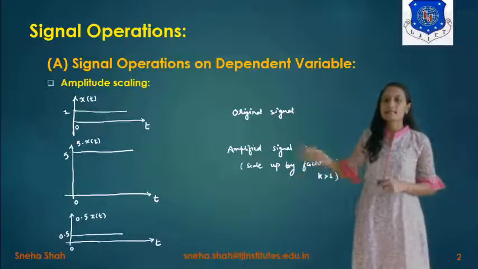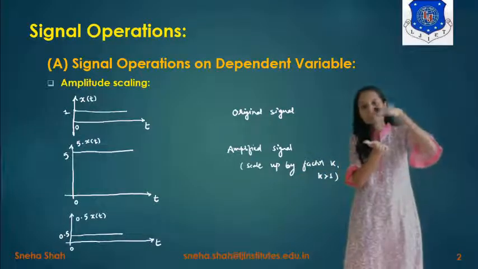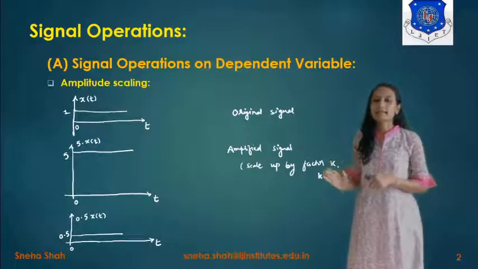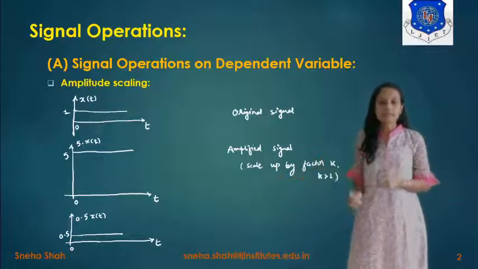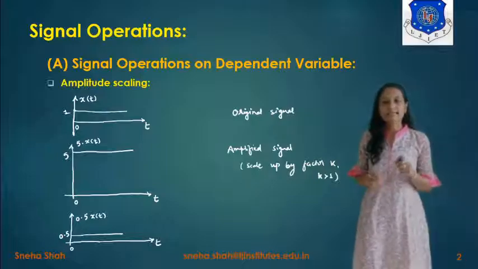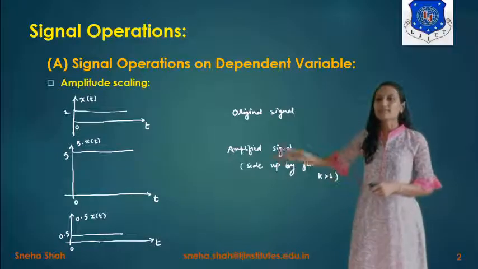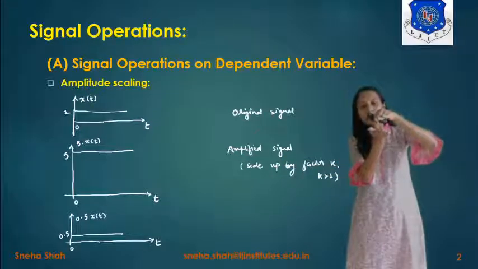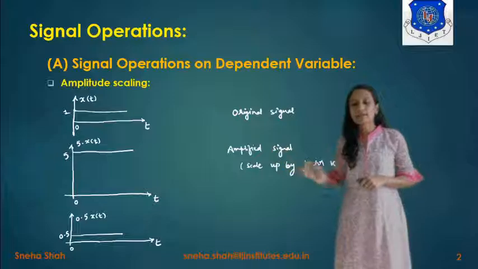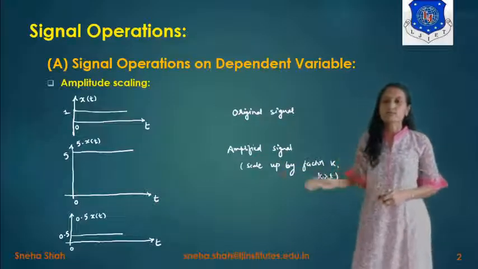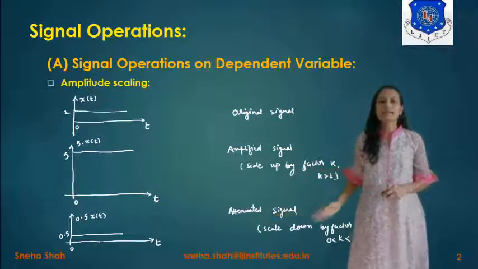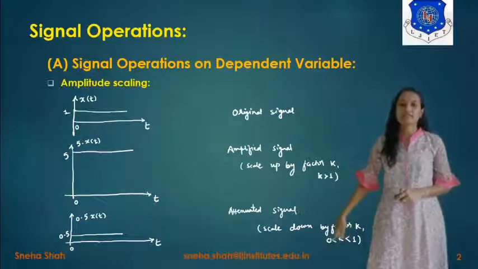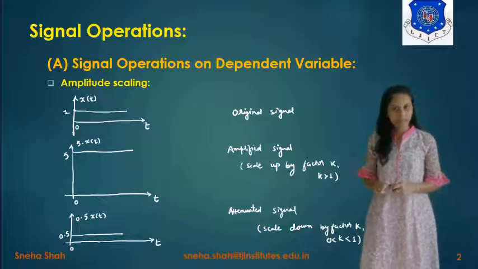Now the next one: if you want to attenuate the signal, meaning decrease the signal, we multiply the signal by a factor of k, but here the value of k will be less than 1. Suppose I take k equals 0.5, so the amplitude of 1 decreases to 0.5. The signal will be 0.5 times x of t. This is the attenuated signal, scaled down by a factor of k, and the value of k will be in the range of 0 to 1.